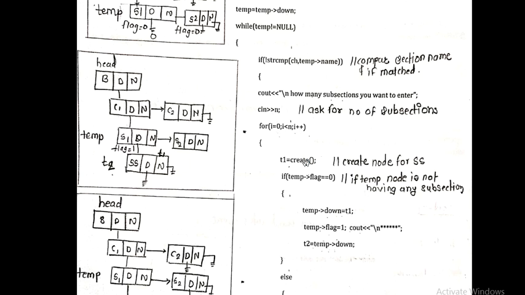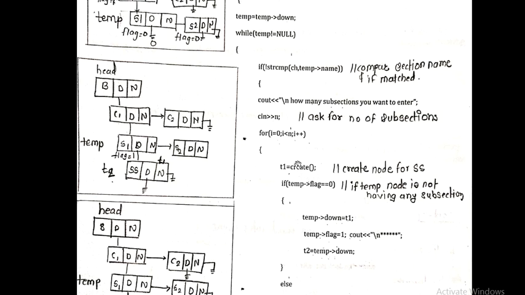Again we are going to use the for loop here to add that number of subsections. So every time we create the node, and now I am checking whether that temp of flag is 0, meaning whether some subsections are already available or not. If it is 0, meaning no subsection is available, then at the temp of down, I have to assign my new node, right? And at the same time I will make the section flag 1, not the subsection flag. I am making the section flag 1 because under the section a subsection is available, right? So the section flag becomes 1.